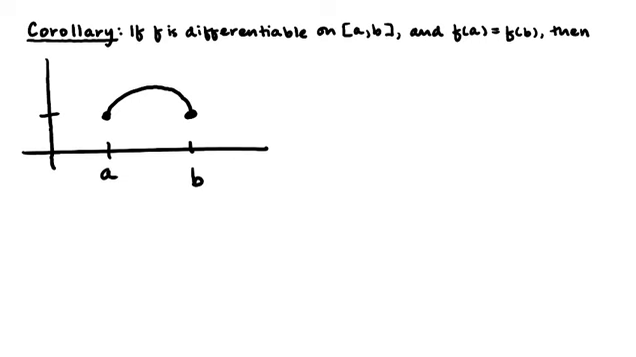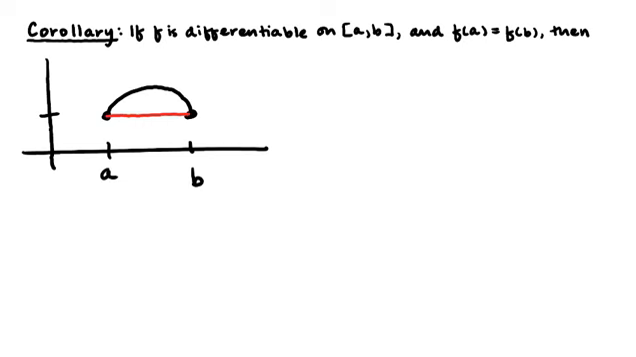All right, now in the case that we have a differentiable function where the ending value is the same as the starting value, well, if it's differentiable on a closed interval, we can certainly apply the mean value theorem. And that means that the slope of the tangent line has to be the same as the slope of the secant line, somewhat.